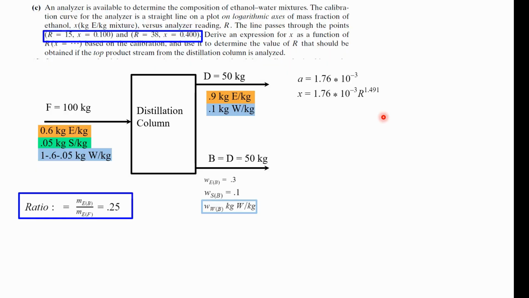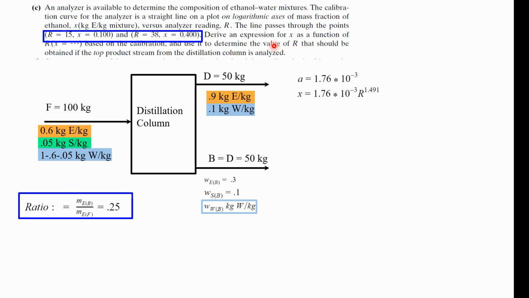Got it? Alright, that was my bad. My phone died. So I just kind of rewrote what I have here in PowerPoint, like the rest of chapter 4. Anyway, what we solved for was a equals 1.76 times 10 to the negative 3. So now we can plug it into our equation for x equals a r to the b. So this is our equation for x as a function of r.